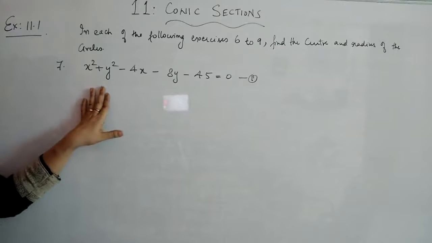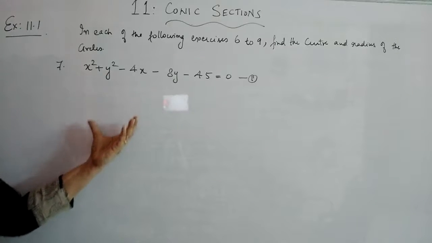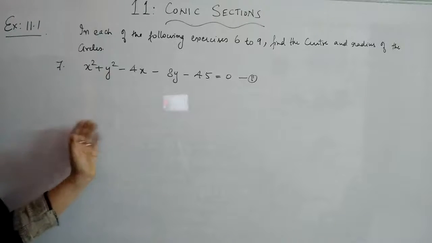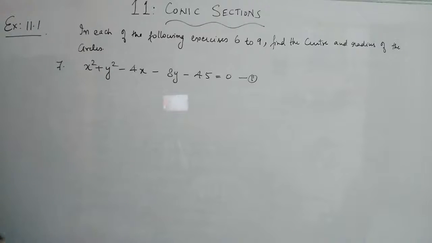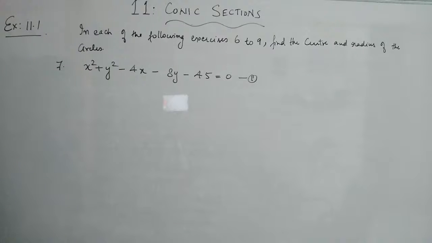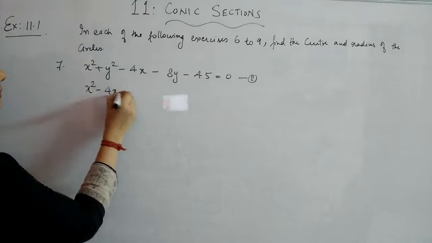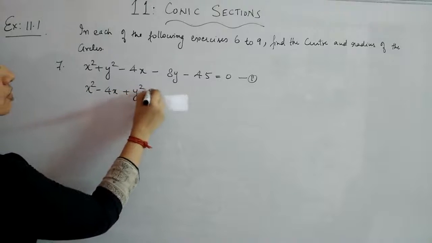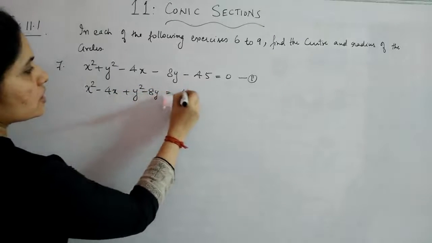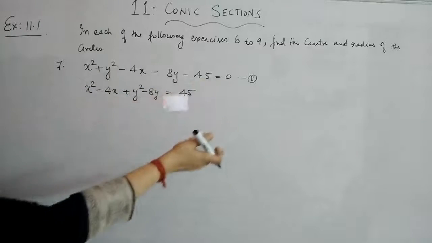Now for the same problem, if I am using the other method, that is in order to make this in the standard form, x minus something the whole square plus y minus something the whole square equal to something square, that is r square form, what I will do is I will use completing the square method. That means first I will take the x terms together, then y terms together, and the constant to the other side, right? X terms, y terms, and the constant to the other side.